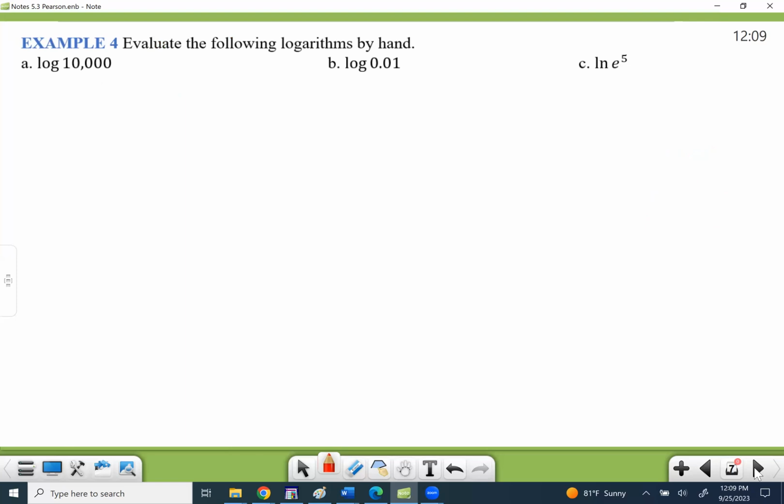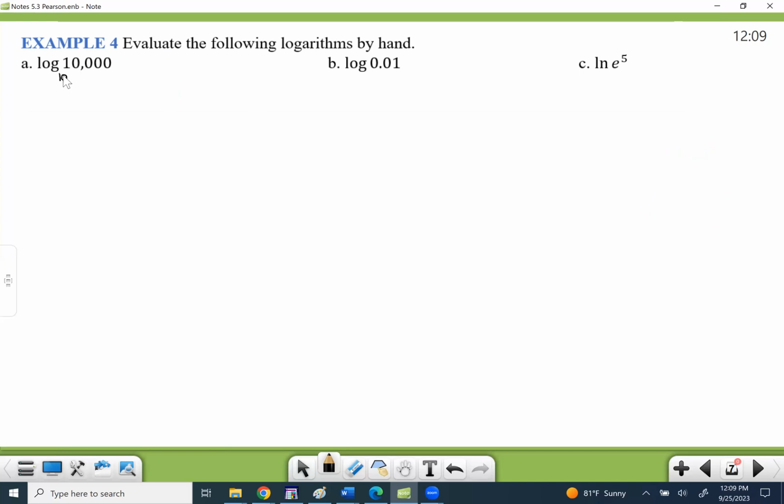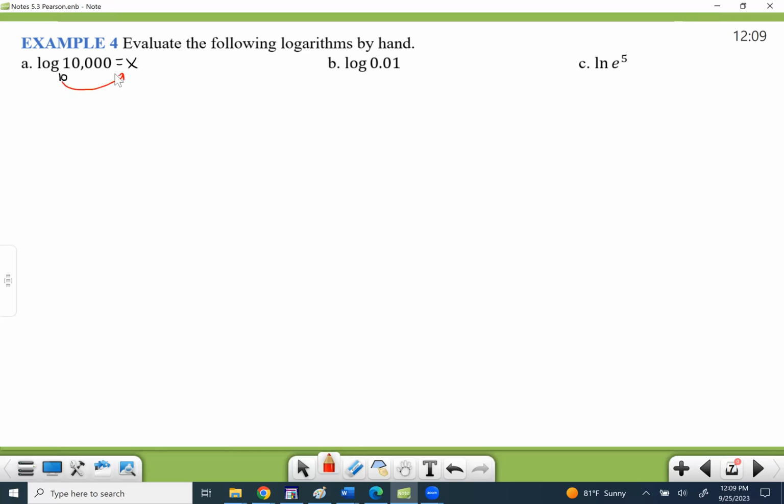All right, so they want us to do these by hand. So we're going to have to write in the missing base. Well, this is going to be base 10 because it's log. And don't forget to put the equals X. And now we're all set up to do the hook. 10 to the X equals, and come back and grab the 10,000.